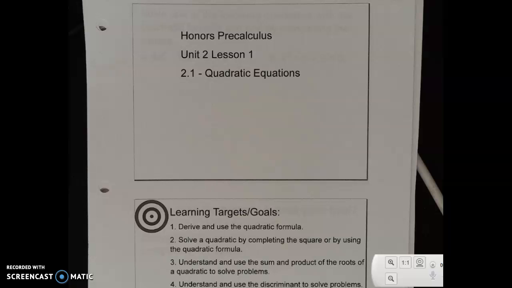Alright guys, so we're moving into chapter 2, and this first lesson is going to be about quadratic equations. Some of this should be a review and some of it may be new. These are our goals for the day.